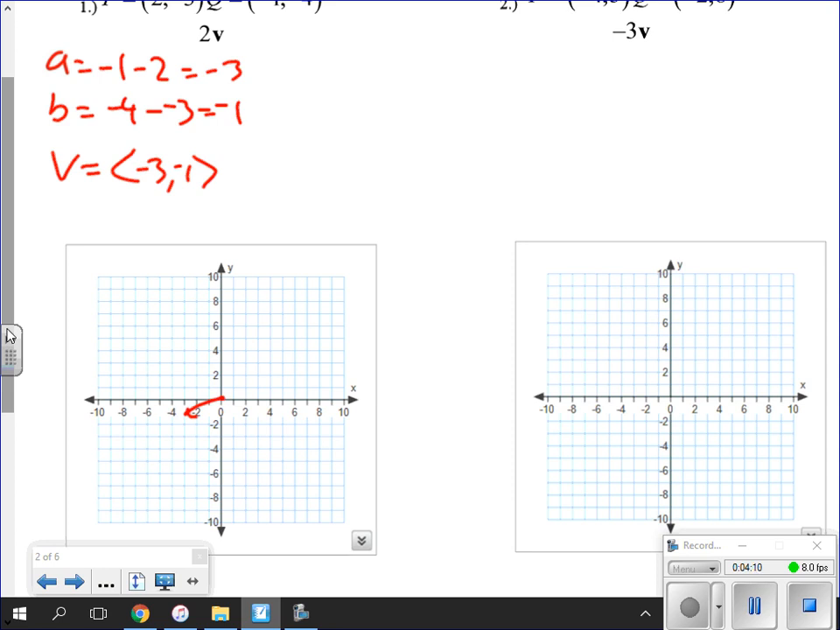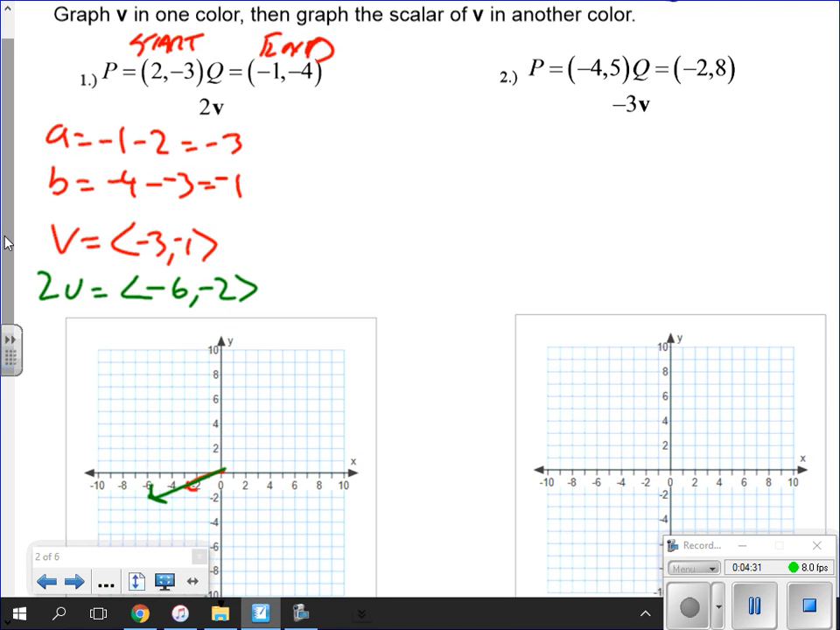Okay. And if we want to do 2v, well, you just multiply everything times 2. -6, -2. And if we graph that vector, we go to -6, -2. And there is 2v. Piece of cake, right? Really easy stuff to begin with. So let's do this one here.